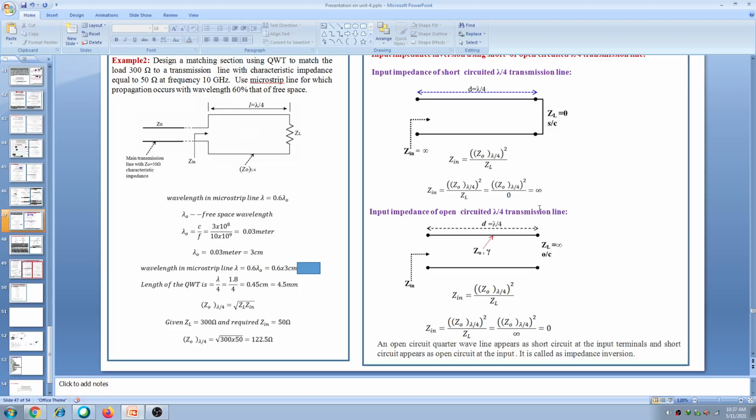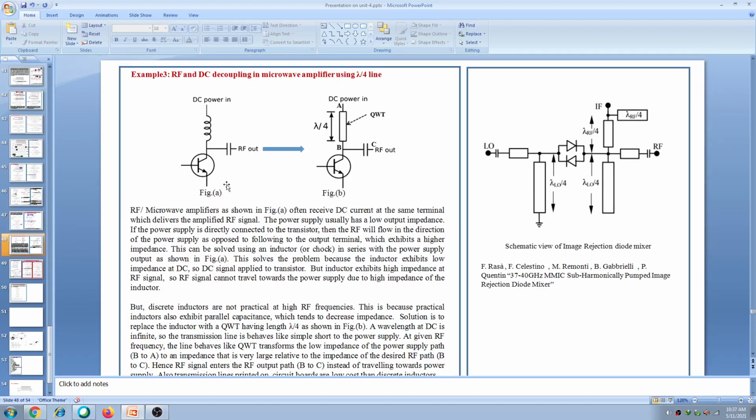Okay, these are used in one of the applications. I have written the application here: RF and DC decoupling in microwave amplifiers. In RF microwave amplifier design, this is an amplifier. I have not drawn the full circuit here. This is only the transistor, the active device part, that I have written here. This is the output that we are taking, and a coupling capacitor we have to connect here.